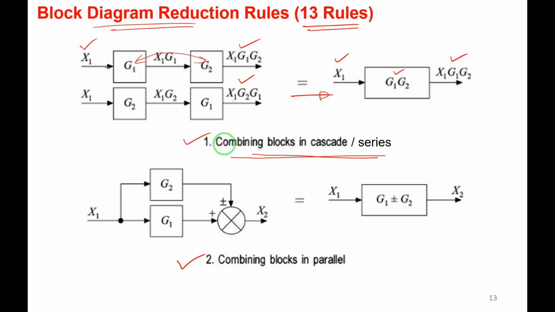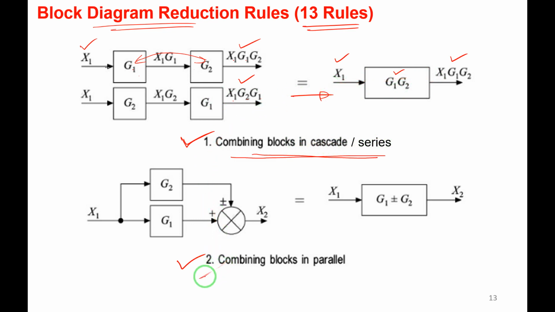So rule 1 says that we can combine the blocks in series or in cascade by using this rule. Two blocks are converted to a single block, right? I hope you understood this rule. Combining the blocks in cascade, or combining the blocks in series: just multiply the transfer functions and indicate the input and output.